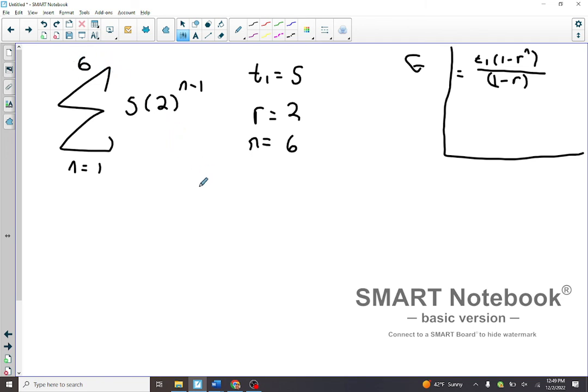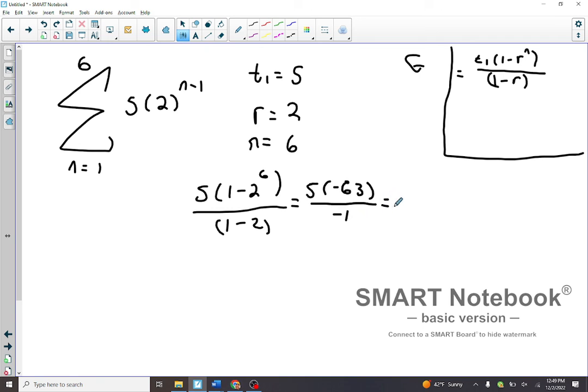Then you would just plug it in. So T1 is 5, times 1 minus 2 to the 6 power over 1 minus 2. How would you do it in the parentheses? Would I do 2 to the 6 power first? I would do 2 to the 6th power, which is 64, and then subtract 1 from it and make it negative, so negative 63 over negative 1. Double negative, so they cancel out. That's going to be 315.